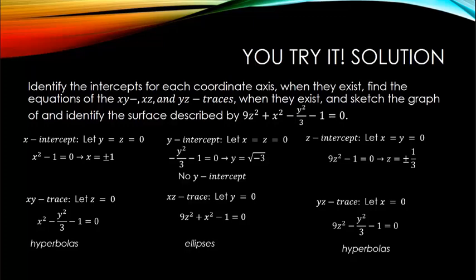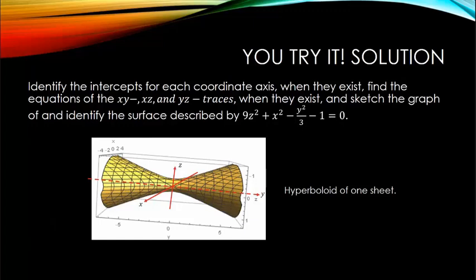When I graph this, I get a sideways cylinder that's pinched in the middle at the origin. This is a hyperboloid of one sheet. This gives you an idea of the types of quadric surfaces that we'll be interested in. Be sure and let me know if you have any questions about working with quadric surfaces.